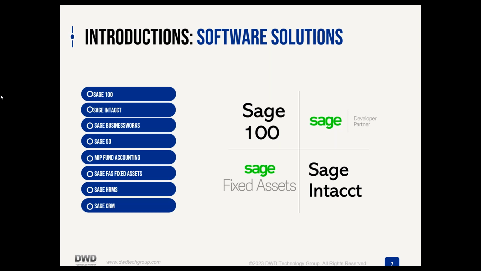Some of you have come off that platform and into Sage 100. We also work with Sage 50. Again, a number of you have come off that platform and have moved into the Sage 100 world. From a not-for-profit perspective, there is the MIP fund accounting. We also have expertise in Sage Fixed Assets, Sage HRMS, that's a human resource management software, and also Sage CRM, which is a contact or customer relationship manager software.